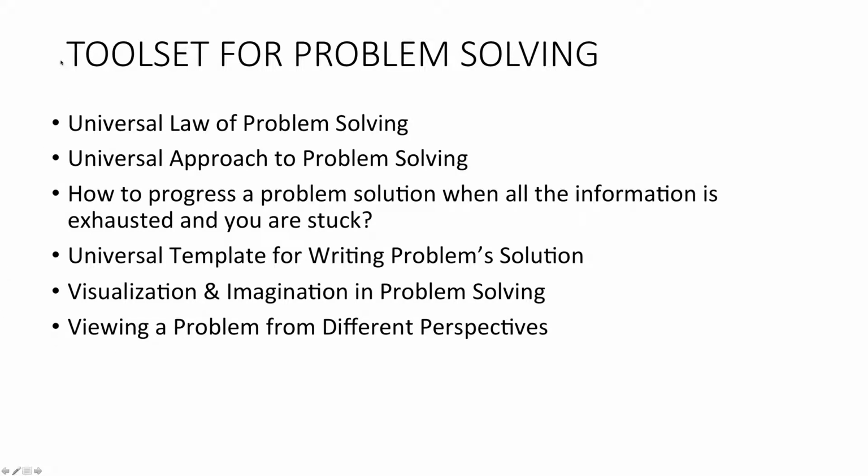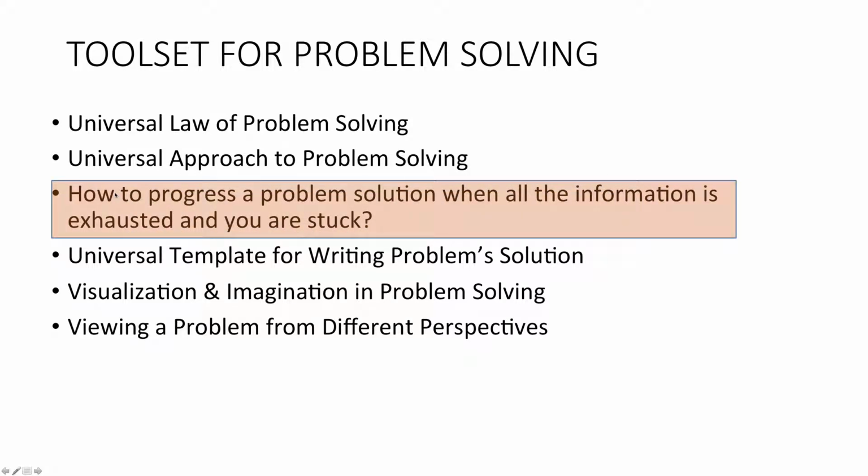We are looking at the tool set of problem solving, and very specifically in this particular tool we are looking at what to do when we get stuck. Suppose you are having a problem which you're trying to solve, and you're applying the universal law of problem solving and using the generic, universal approach of problem solving, which we have learned in the previous two tools. And you're making your best attempt, and even though these are universal approaches, even after applying them you get stuck. What to do when you get stuck, despite using the universal law and a universal approach?